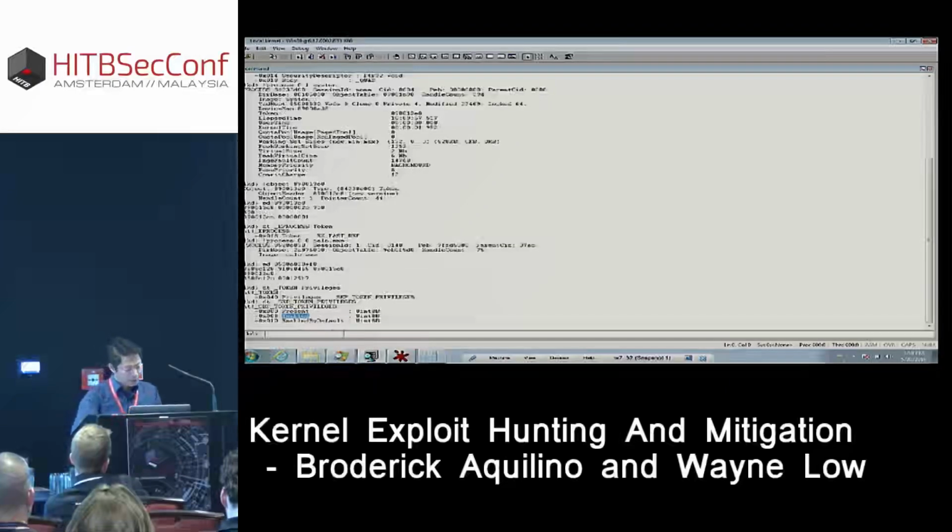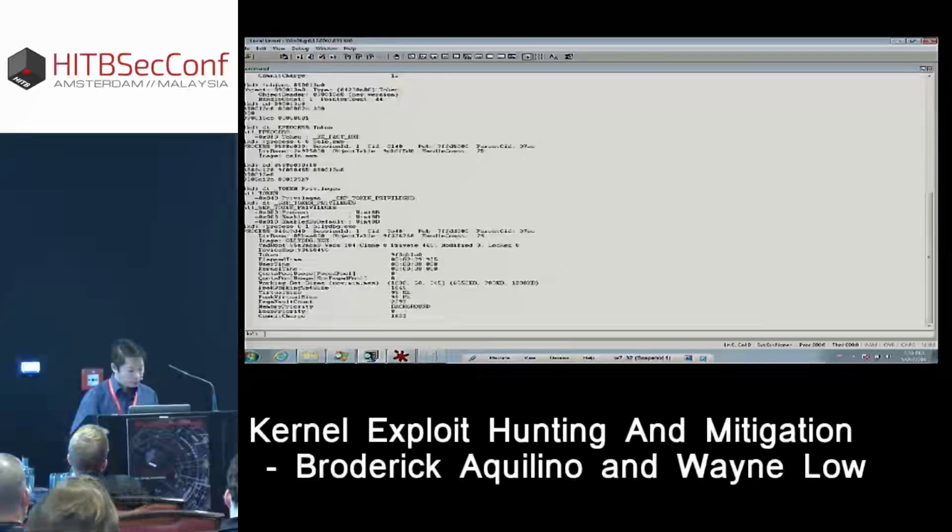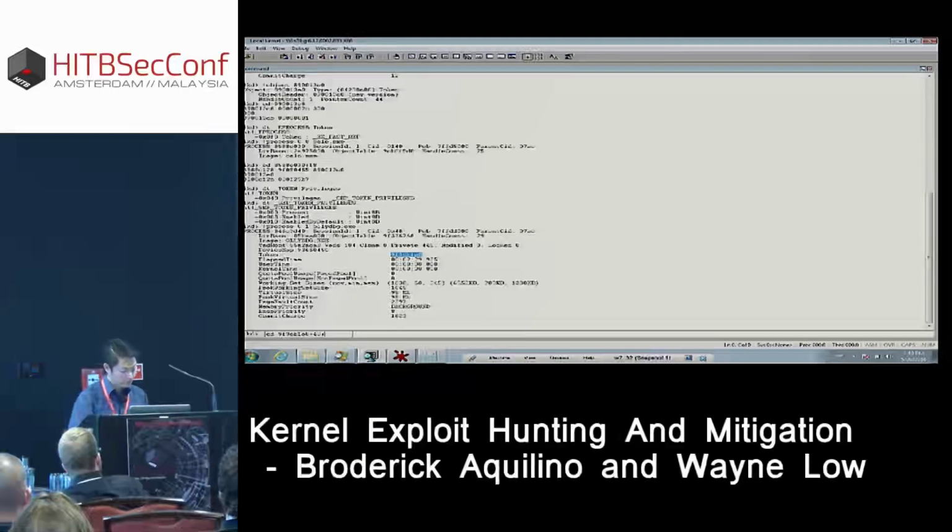So now let's get the access token of OllyDbg. That's the access token, and we want to set the privileges, which is at offset 40. So we want to modify the privileges field of the access token, and then the Enabled field of the privileges. So it's at offset 8.